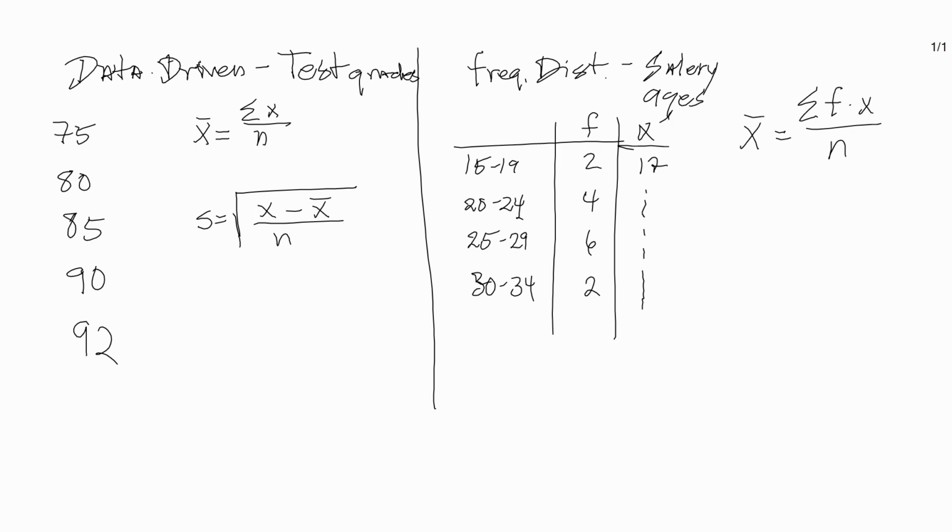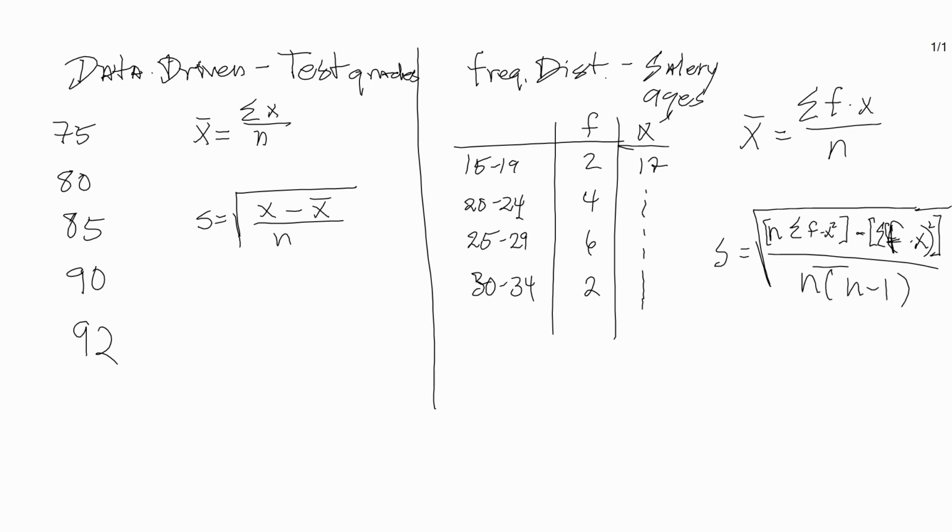And the standard deviation is equal to the square root of n times the summation of f times x squared, in brackets, minus the summation of f times x, quantity squared, over n times n minus 1. And that's the difference.